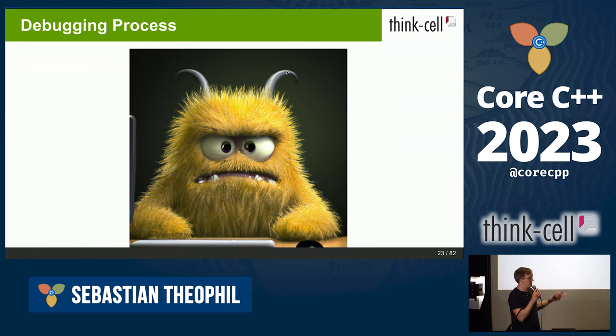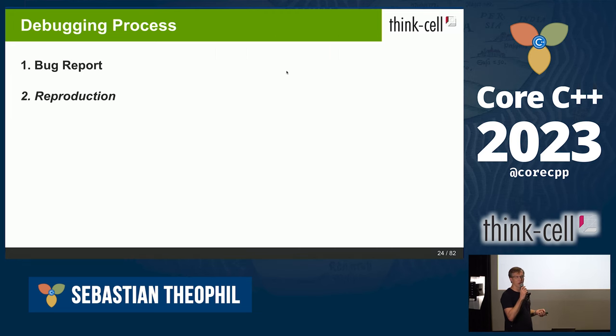Because we have to do this well, otherwise we're going to look grumpy, like this little generated monster here. It's grumpy in front of our computer and nothing's working. So the first step that we have to do is get better reproductions, right? If we want to repeatedly analyze a bug, well, we have to be able to repeatedly reproduce it in the first case.